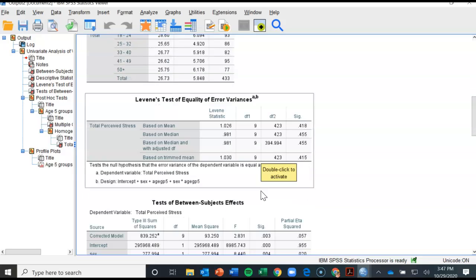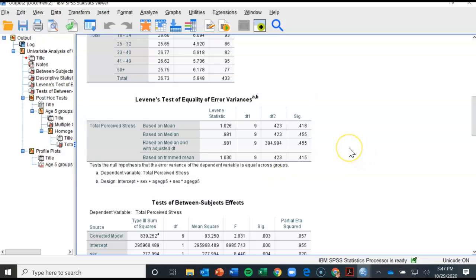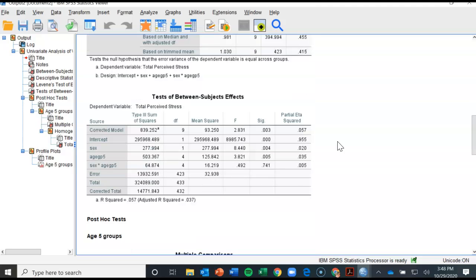Now the next part of the output is Levene's test of equality of error variances. And what we want to look for here, as Pallant says, is for this to be greater than 0.05. So you want this test to be non-significant. And that is the case. So what that means is that we haven't violated the assumption that the error variances across the groups are equal. And that means we can go ahead and interpret our test.